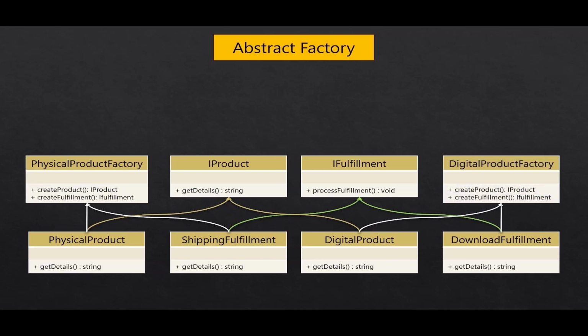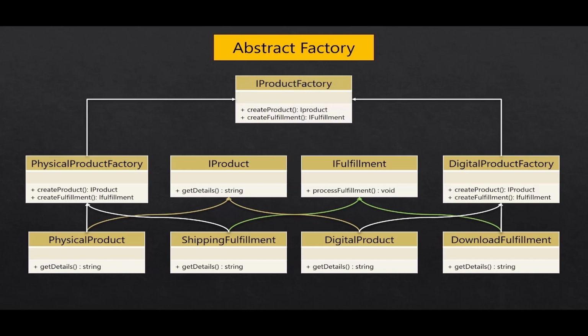Both these factories will implement a common product factory interface, and that's how you are combining multiple factories under a single product factory interface, and this is called the abstract factory pattern. In future, if we want to add a new type of product, we will just define their concrete classes and new product factory, and that's all.